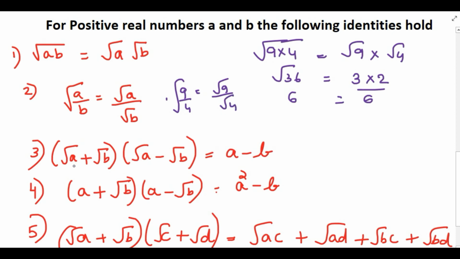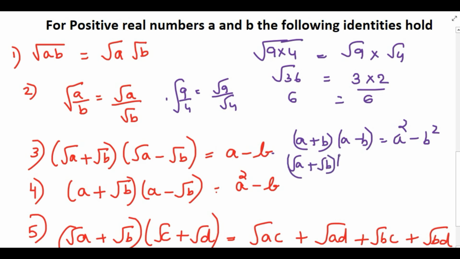Now next one, (root A plus root B) into (root A minus root B) equal to A minus B. In 8th standard you have already studied the identity (a plus b) into (a minus b) equal to a square minus b square. Instead of a, we are having a root here. Root a plus root b into root a minus root b equal to (root a) the whole square minus (root b) the whole square. We know (root a) the whole square is just a and (root b) the whole square is b.